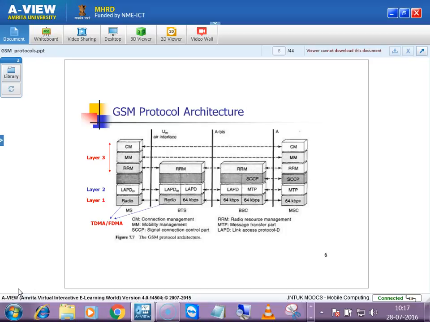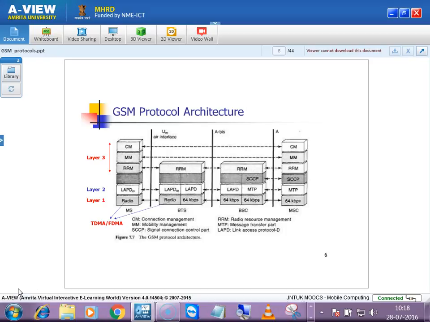In the base station you will have the radio link, the same physical layer, and LAPDm. See, the interface between the mobile station and base station is LAPDm, and between the base transceiver station and the base station controller it is LAPD. Okay, just make a note of that. And see, one part of it is connected to the mobile station, the base transceiver station, and the other part will be connected to the base station controller.